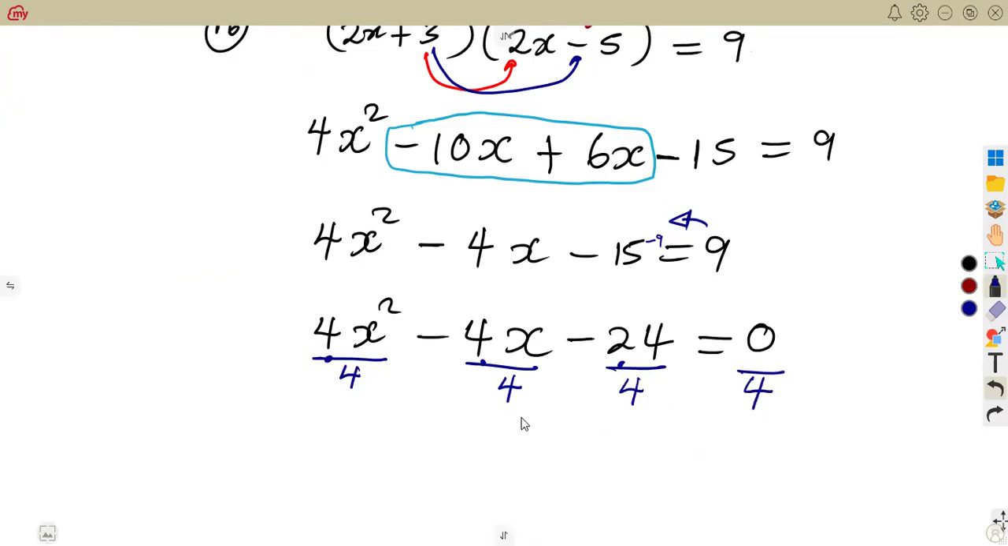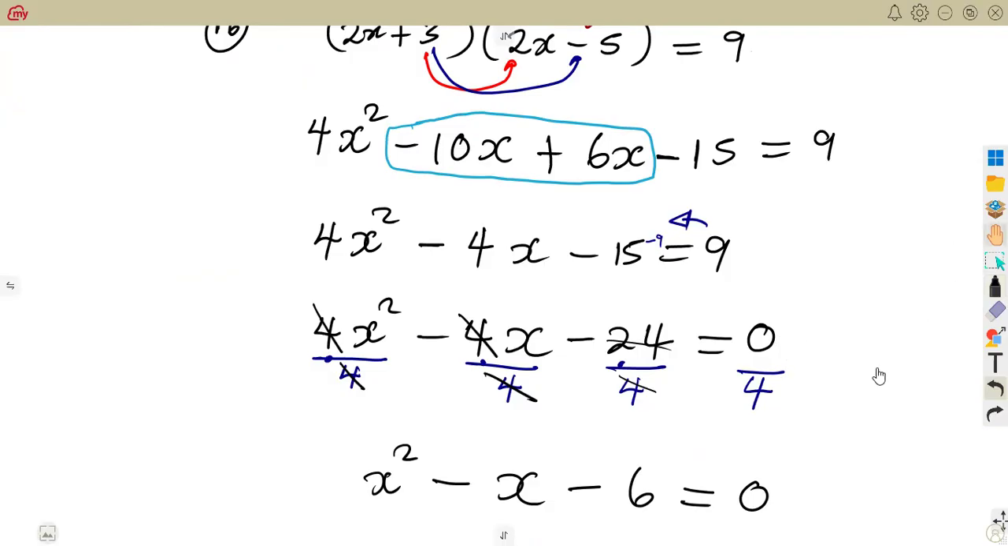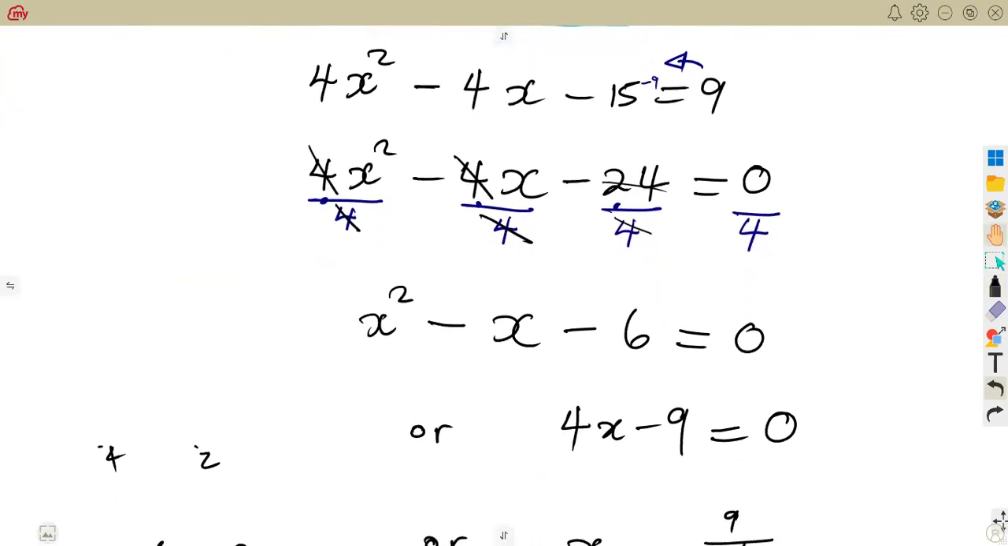So we can reduce by that 4. This and this are going to cancel. We have got x squared, and this one is going to cancel, that's minus 1x. Minus 24 divided by 4 is going to give us a negative 6. Then 0 divided by 4 gives us a 0. That is where we are. And we can see that the coefficient of x squared is just a 1.